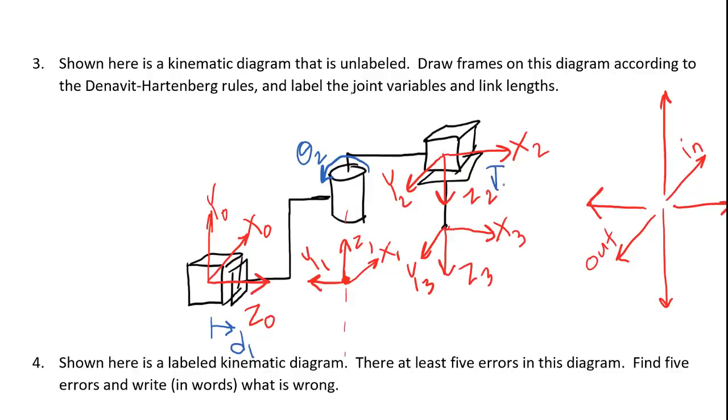Then my last joint variable, I'll call that D3 for the same reason. When this prismatic joint extends, frame 3 is the frame that will be affected.